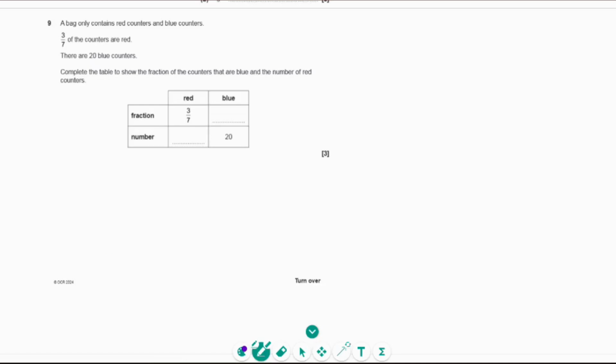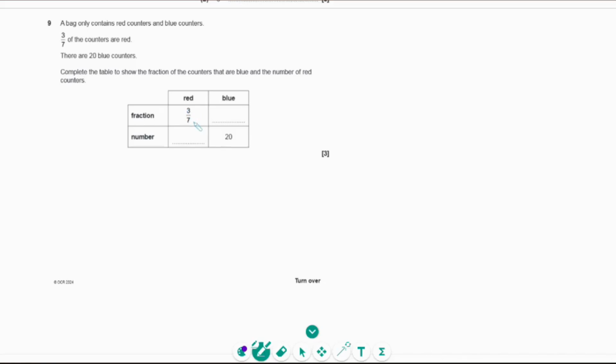Bag only contains red counters and blue counters. 3/7 of the counters are red. There are 20 blue counters. Complete the table to show the fraction of the counters that are blue and the number of red counters. So this fraction may have been simplified.